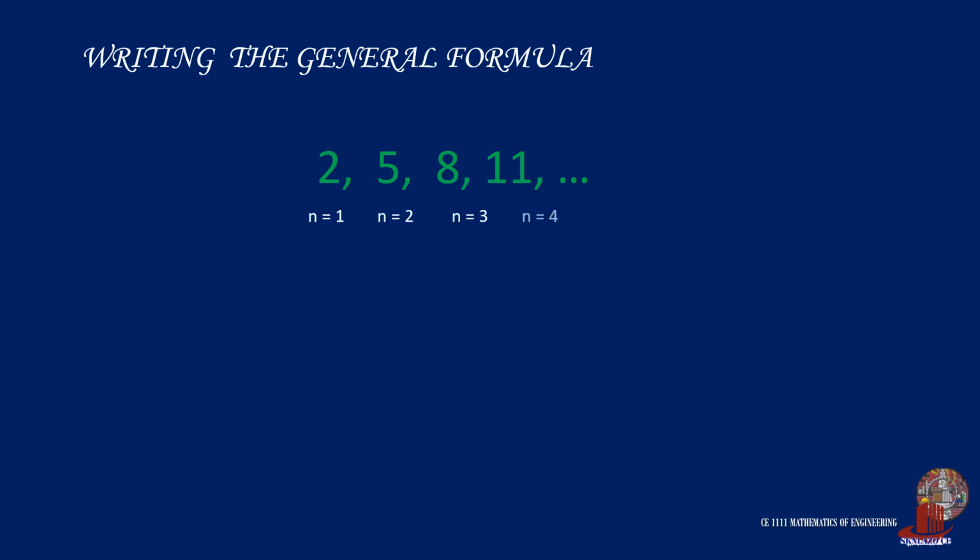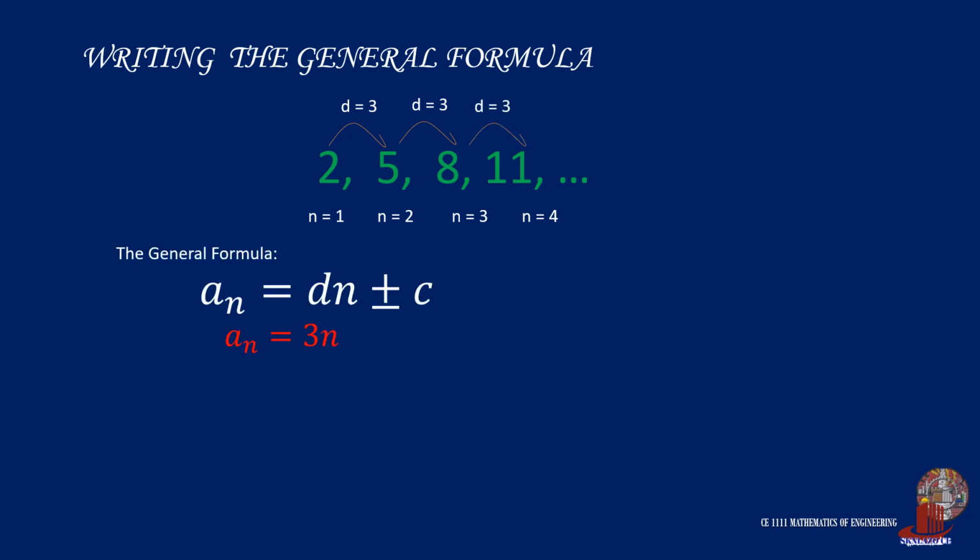Observe the next number pattern, which is quite similar with the previous example, but with a different starting term. Just the same, the common difference is 3, so with the general formula template, a sub n is equal to 3n. Again, check for similarity of terms, so at n equal to 1, a1 is equal to 3 times 1, which is 3 and not 2. So a modification is again required by adding another term. Thus, the formula turns out as a sub n is equal to 3n minus 1.